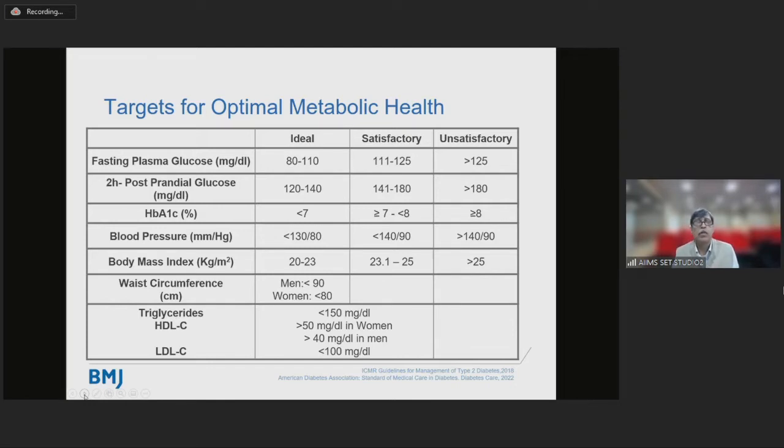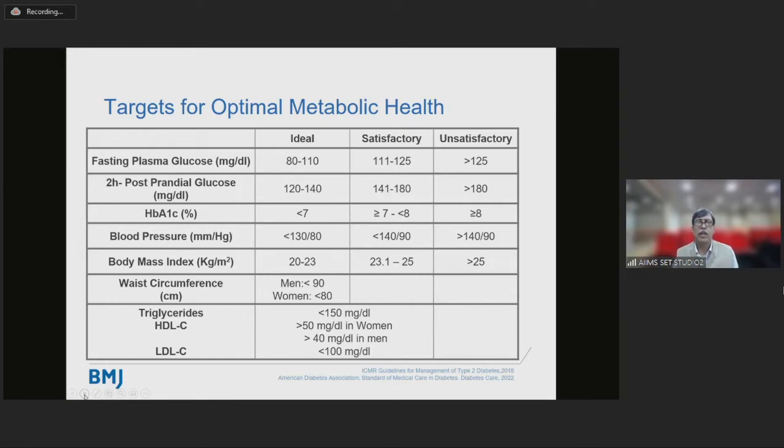An A1C of less than 7, but I would say with increasing availability of medicines which do not have a risk of hypoglycemia, we can actually even target for tighter control, even less than 6.5%. One of the biggest impediments to tight control was the fact that trying to achieve tight control will lead to hypoglycemia. But now with a lot of agents which don't predispose to hypoglycemia, we can be more aggressive. Unsatisfactory control is if it's more than 8%.